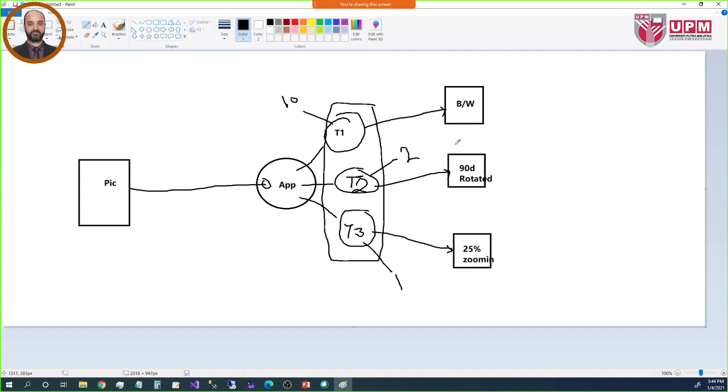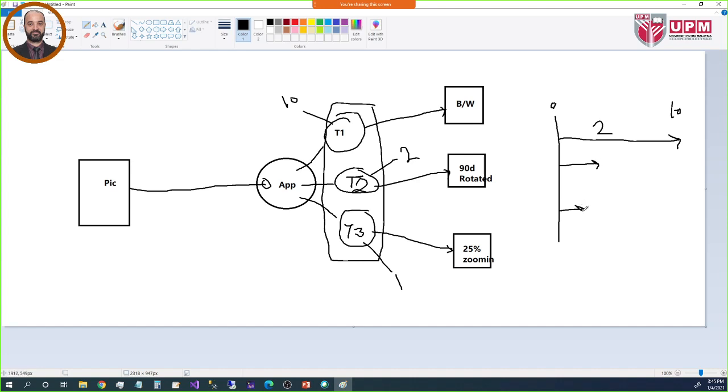So in total, the application will require only 10 minutes to achieve all tasks, because the 3 tasks will start at the same time. This is time 0. So task 1 needs 10 minutes. Task 2 finishes here in 2 minutes.